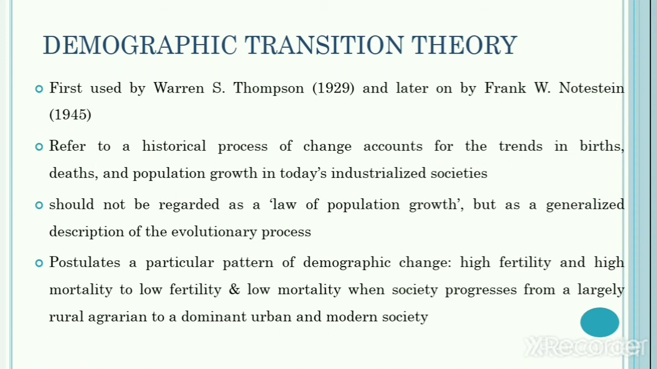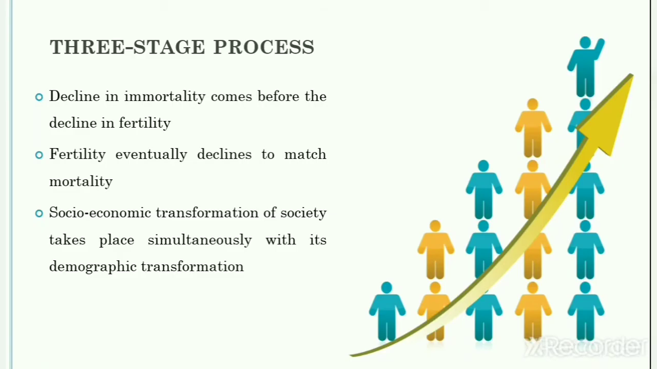It is frequently accepted as a useful tool in describing the demographic history of a country. The theory postulates a particular pattern of demographic change from high fertility and high mortality to low fertility and low mortality, when the society progressed from a largely rural, agrarian and illiterate past to a dominant urban, industrial, literate and modern society. Hence, the theory is typically viewed as a three-stage process.